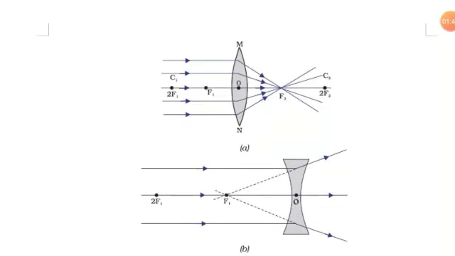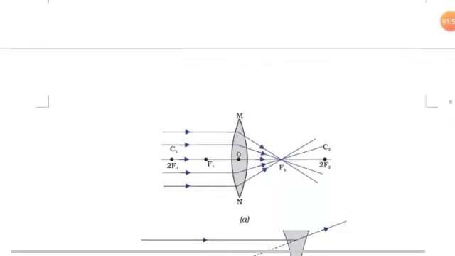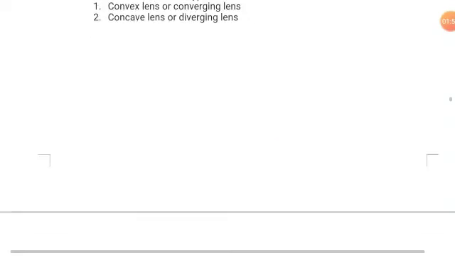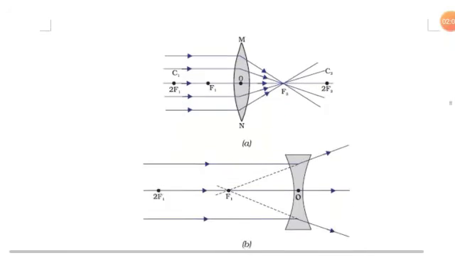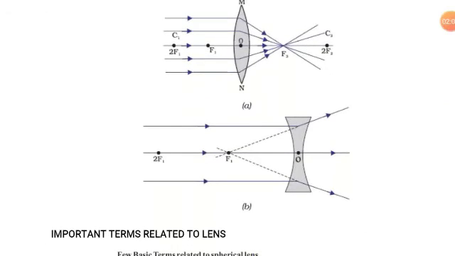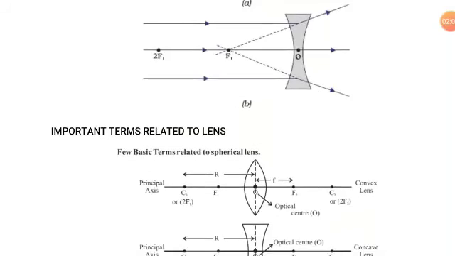So these are examples of convex and concave lenses. As we have seen, the first one is a convex lens, and it's a converging lens, and the next one is a concave lens, it's a diverging lens.